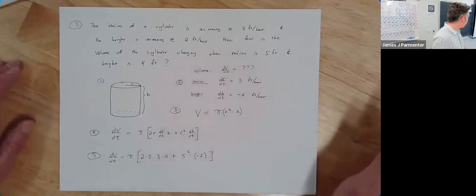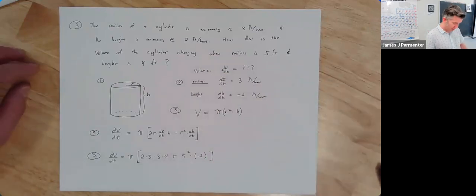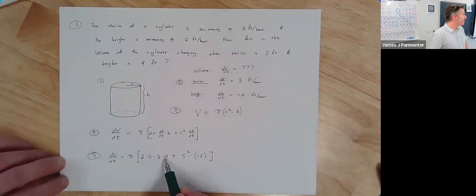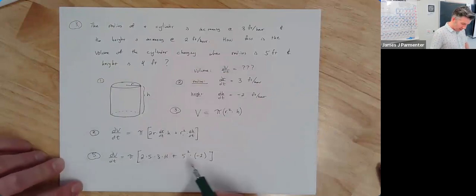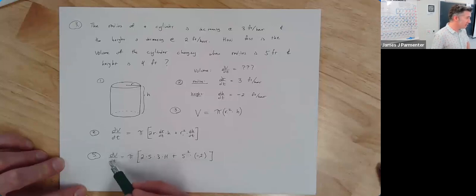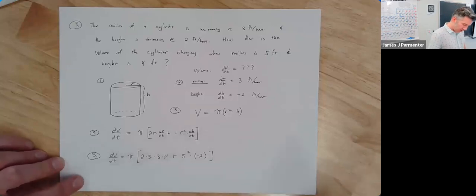Now, just to point out, I didn't write any units here, but it's still going to turn out right, because here we have 2 times feet per second times feet, which will give me feet cubed per second. And here we have feet squared times feet per second, which will give me feet cubed per second. We're talking about how the volume is changing, so it should be your unit of measurement cubed per second. But I don't think you need to write that out. You can just add it in at the end.